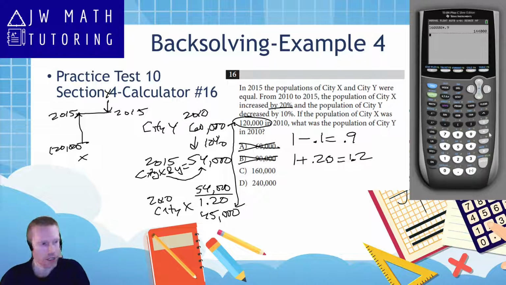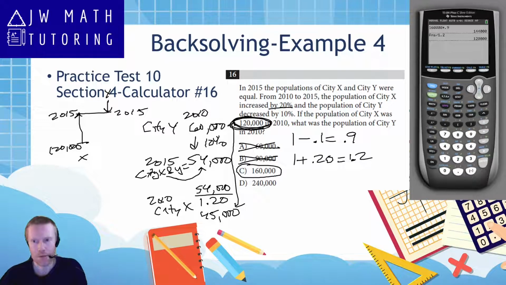And now what I need to do in order to figure out the population of city X in 2010 is just divide that by 1.2 to find out what it was before it increased 20%. So I get 120,000. That matches, that checks with what we're given in the problem. So the correct answer to this one is going to be letter C.